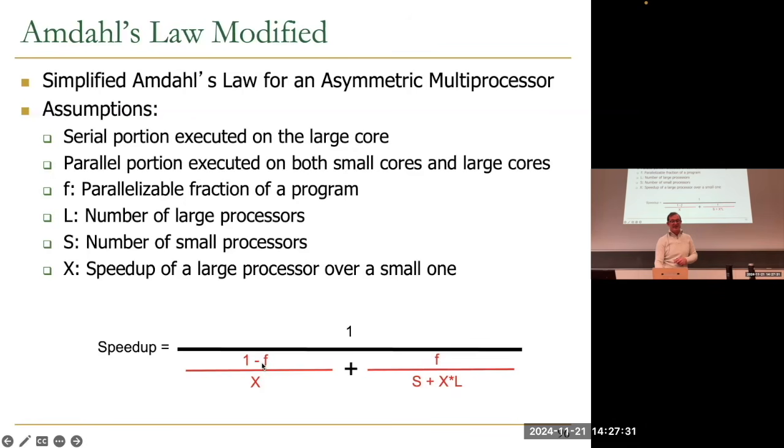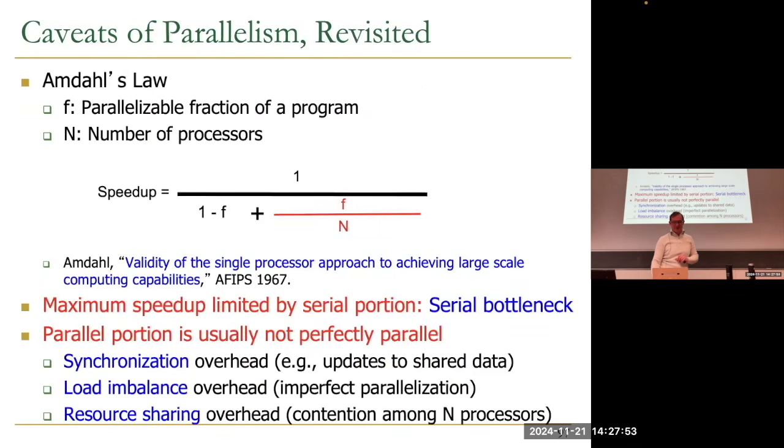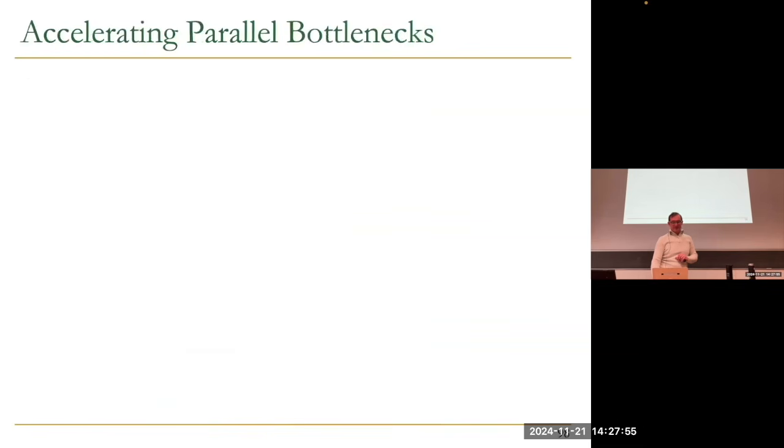Now 1 minus F gets divided by X over here. Our baseline is a small core, of course, right? Whereas the parallel part gets divided by something more complicated, which is the number of small processors S plus X times L, the number of large processors times the speedup that you get. But if you assume multi-threading, this needs to be modified a little bit more. So now you can actually draw curves with Amdahl's law, which I'm not going to do.